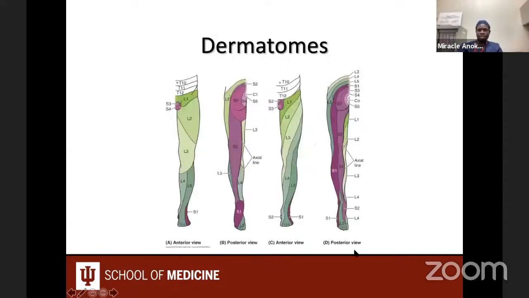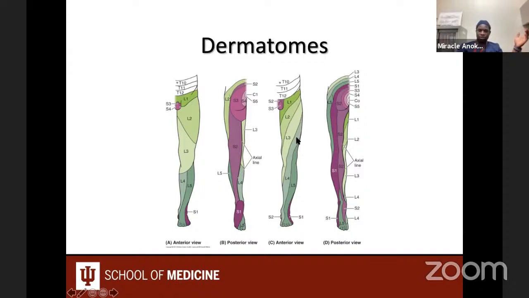So let's see what the MRI shows. Before we do that, let's talk dermatomes again. Each nerve root runs in its typical respective distribution, providing innervation to the skin in that area. And so you can trace back where each nerve root is coming from.